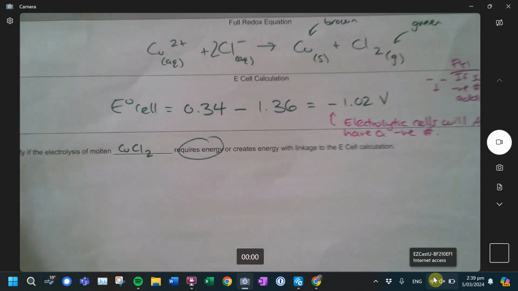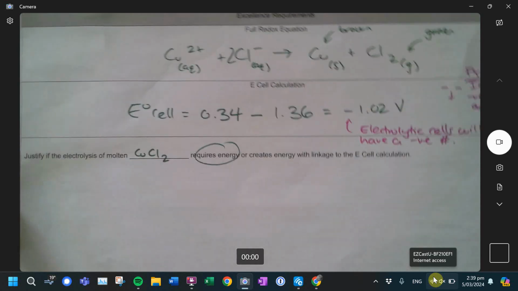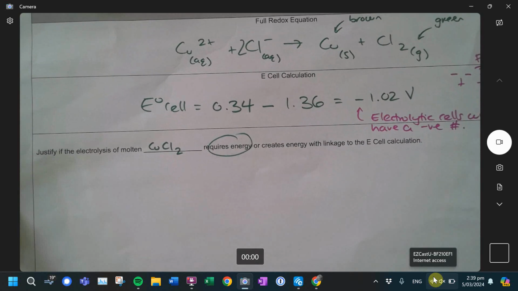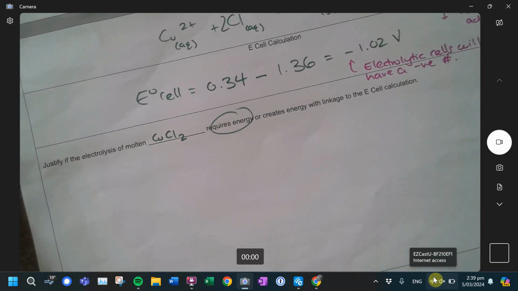All right. So this is a negative number that proves that I do have a non-spontaneous reaction. What that means is that in order for this reaction to occur, I need to put in at least 1.02 volts of energy. If I didn't put in 1.02 volts of energy, this reaction would not happen. So that is what that number is referring to. So if I put in 0.5 volts, the reaction would not occur. So let's write down our justifications.